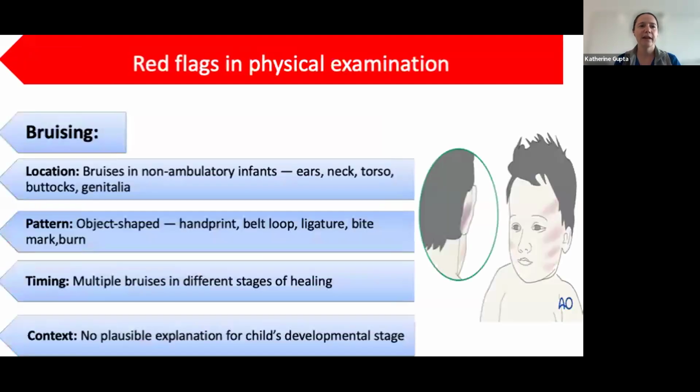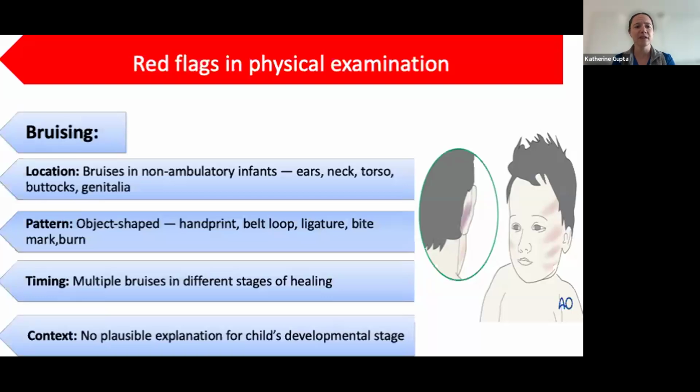And then there are also some red flags that you can pay attention to in terms of your physical exam. And these pretty much all relate to bruising. So it's really important in a child who has been injured, you should be doing a full skin exam on them, particularly the younger the child is, because those kids, babies, toddlers, are not able to tell you their side of the story. So you're looking for suspicious bruising.